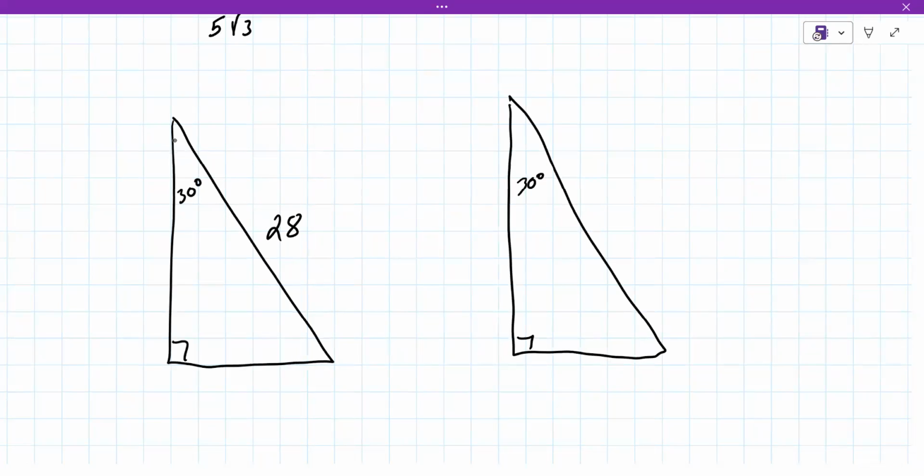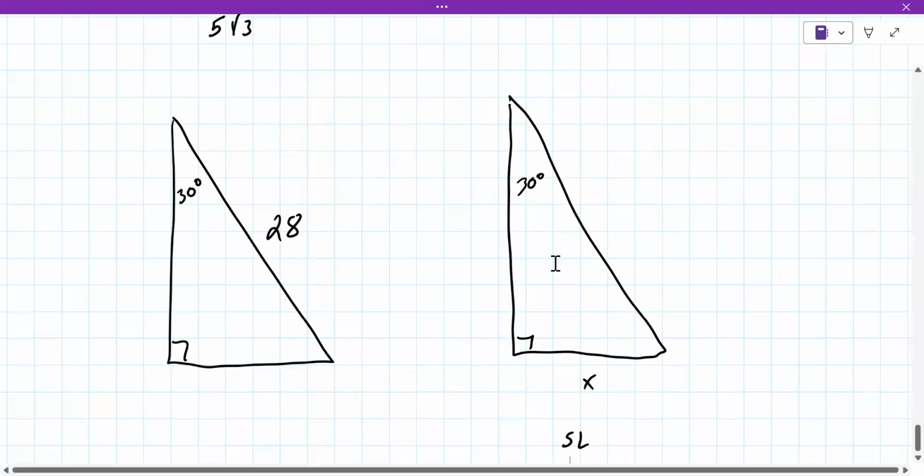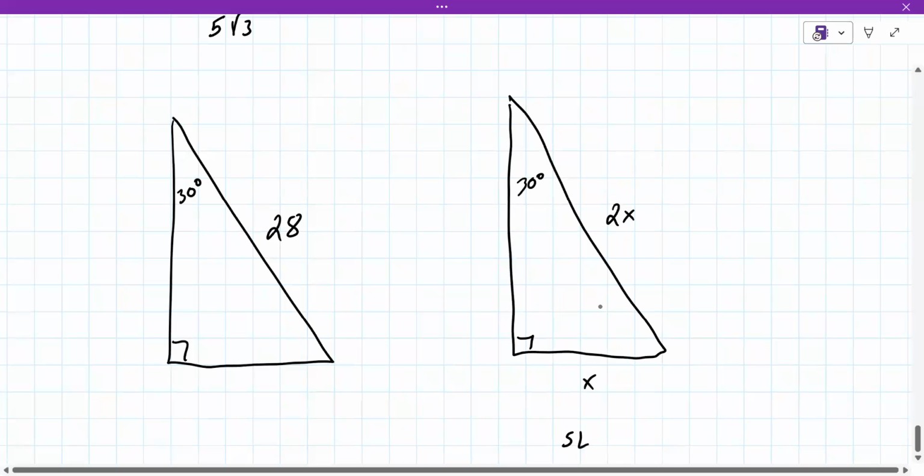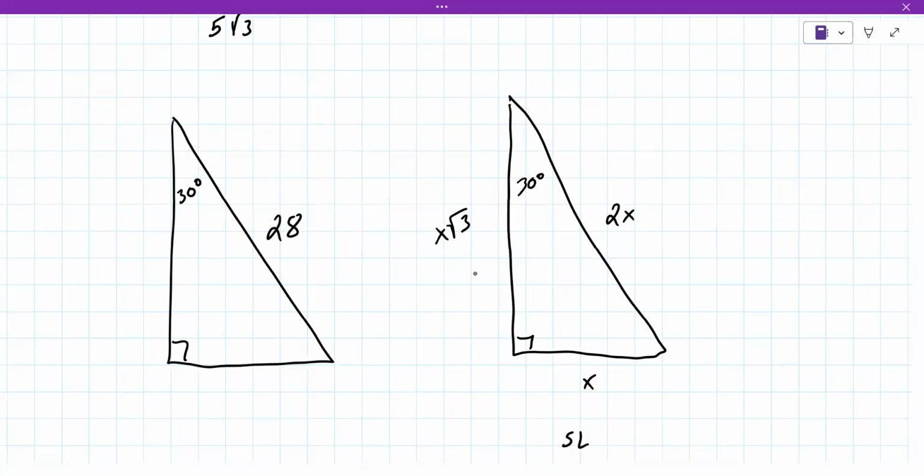The short leg is always across from the 30. The x is always across from the 30. That's the short leg. The hypotenuse is always 2x. It's across from the 90. And then the x root 3 side is across from the 60, which sometimes you have to draw in. Could you tell me the other sides of this triangle, please?